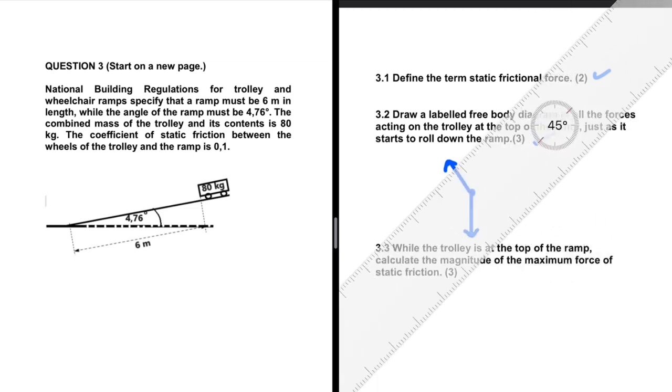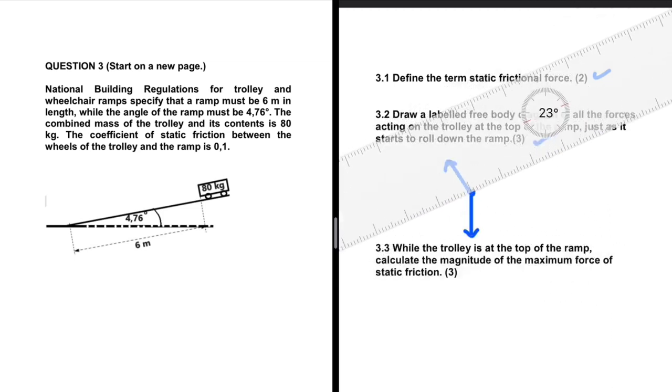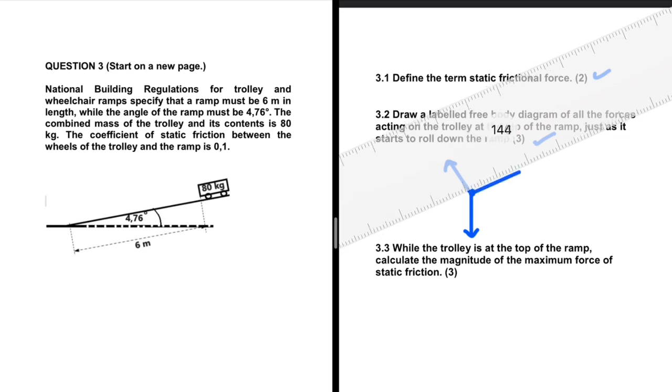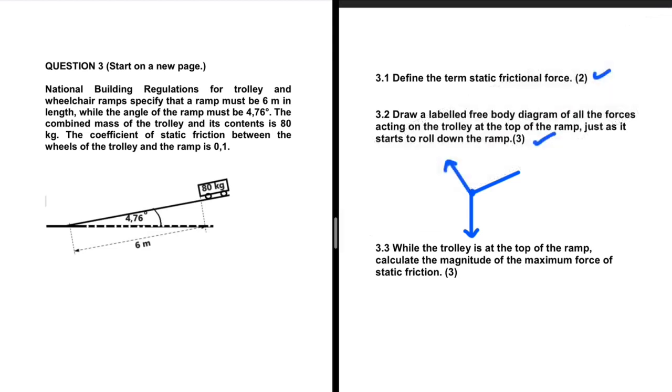So there we go. It is the labeled free body diagram for all the forces just as it starts to roll down the ramp. When it rolls down, obviously we have the frictional force in the opposite direction, right? Maybe we can talk about why the frictional force will be pointing upwards. So let me just label these forces first and then we will address that. So we have the weight, the normal force, and we are saying that the frictional force is pointing up the incline. So why are we saying that the frictional force is pointing up the incline? Why is this the case?